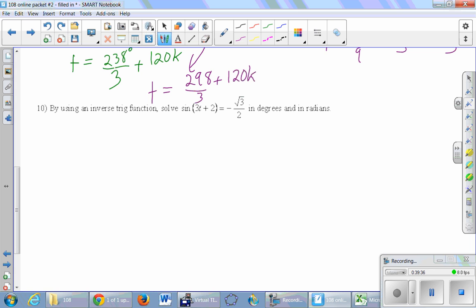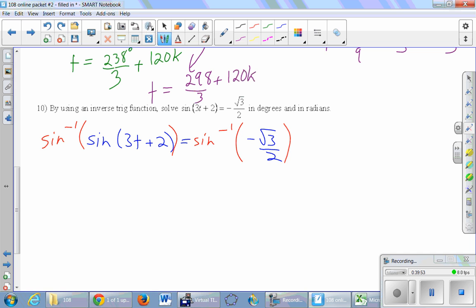So let's copy this thing. Again, leave the telltale space. Inverse trig function, both sides. Cancel. Oops, don't be overzealous about canceling. And then what's left is just this 3t plus 2.